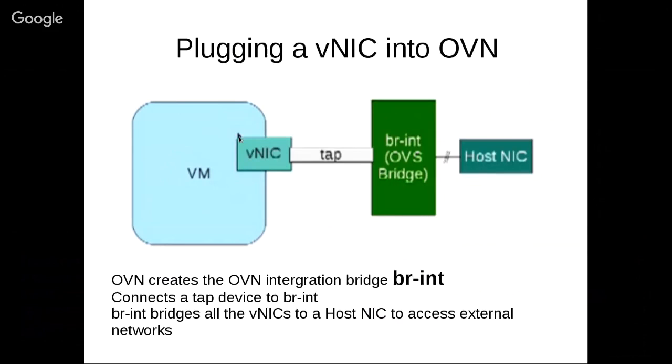OVN connects all the VNICs by creating an OVS integration bridge called br-int. Whenever a NIC is connected to this bridge, it must be plugged to this integration bridge.